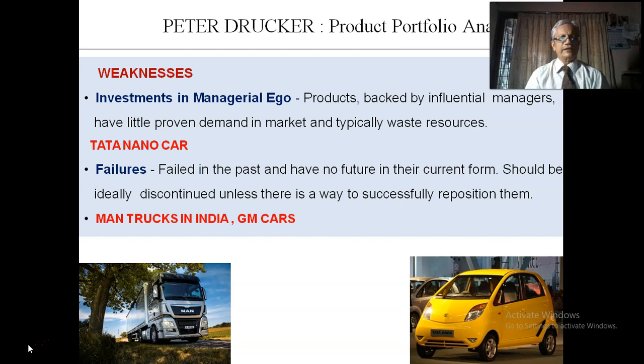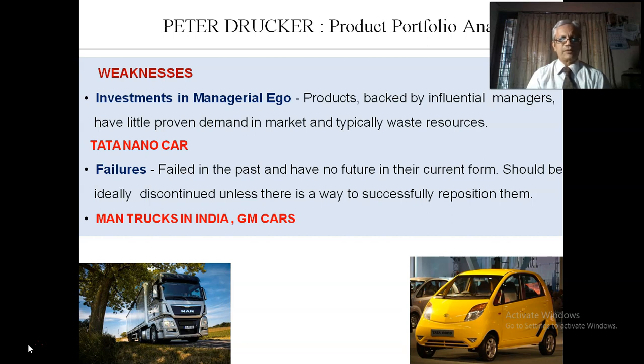Then the second category under weaknesses is failure. That is, products that failed in the past and have no future in the current form should ideally be discontinued unless there is a way to successfully reposition them. Two examples I want to quote here: one is MAN Trucks in India. MAN is a German company, one of the largest truck manufacturers in the world, but somehow it was not able to fit into the Indian scheme of things, so it decided to quit.